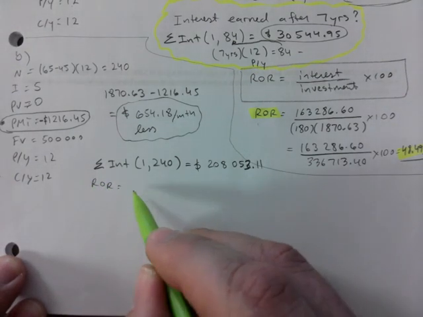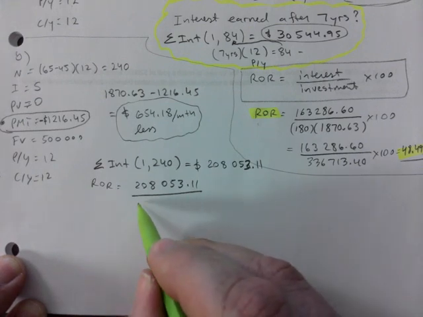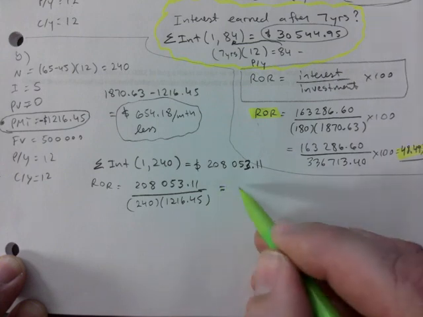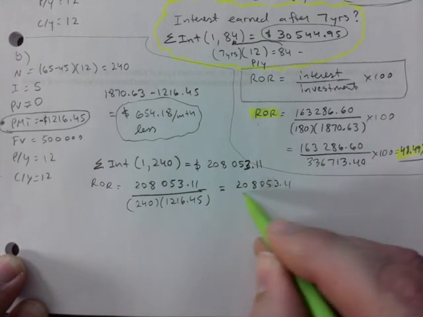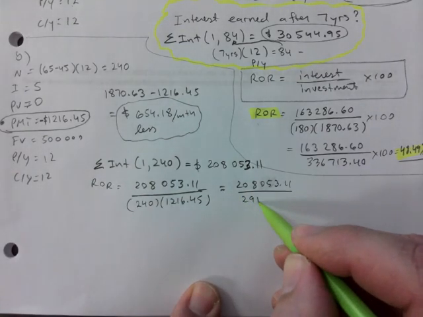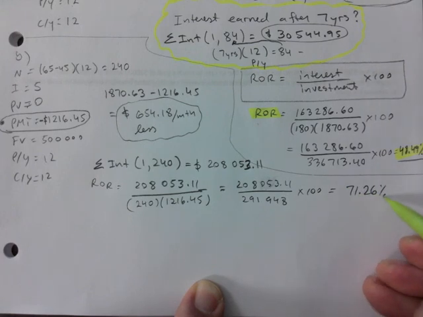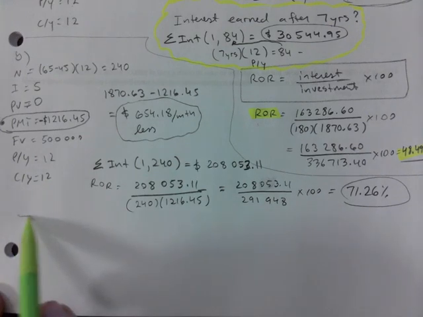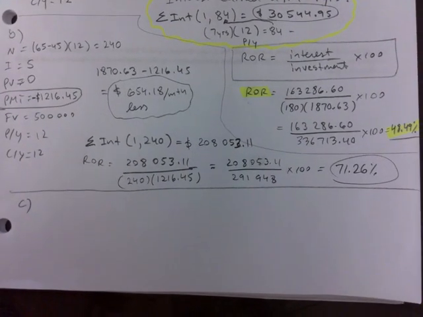So the rate of return would be 208,053.11 divided by, what are you going to put down here? 240 of what? 1216.45. That's 291,948 times 100. That would be 71.26 is your rate of return there. So obviously you'd have to conclude that the second option is better based on the rate of return, but maybe you still like, no, I want to retire at 60, I don't care. So that's up to you.